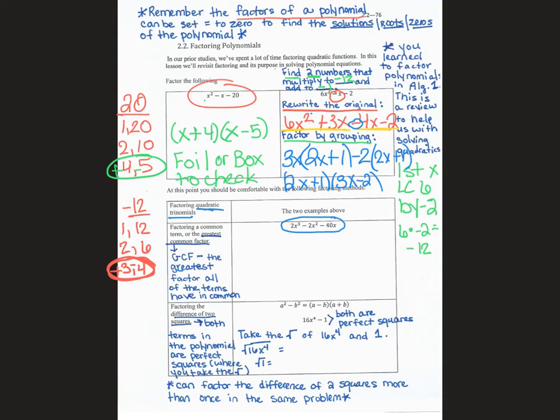So I look all across, and my greatest common factor is the greatest factor that all of the terms have in common. And we can have numbers and we can have letters. We can have both numbers and letters, or we could have one or the other.